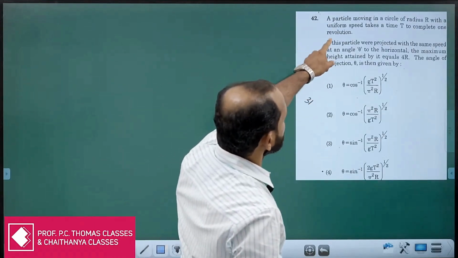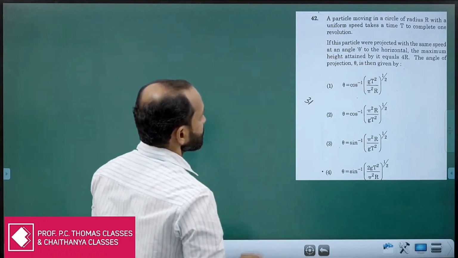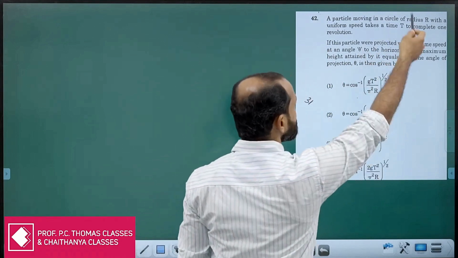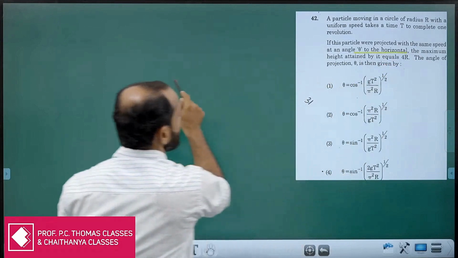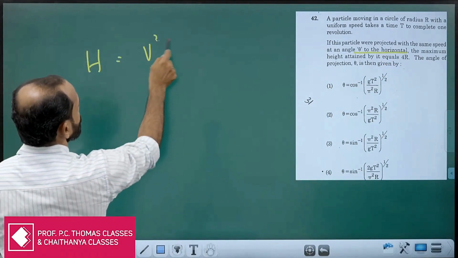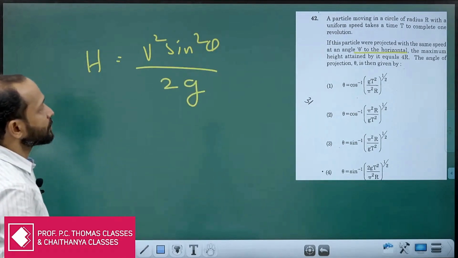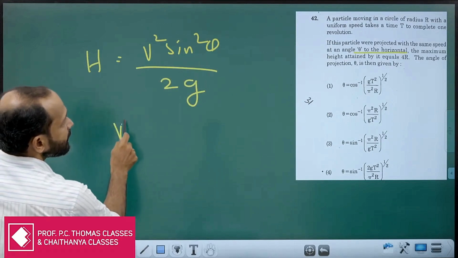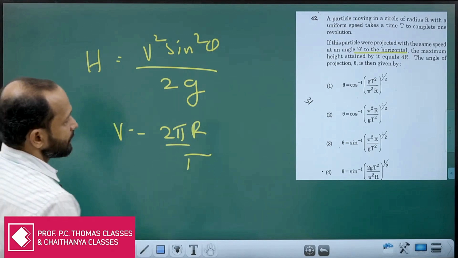42. A particle moves in a circle of radius r with uniform speed, so uniform circular motion. In this, the particle is projected with that same speed at theta with the horizontal. Maximum height attained, H max, is equal to speed square sine square theta divided by 2g. But what is that speed? Speed is 2 pi r divided by T. Substitute for that and you will get the answer.